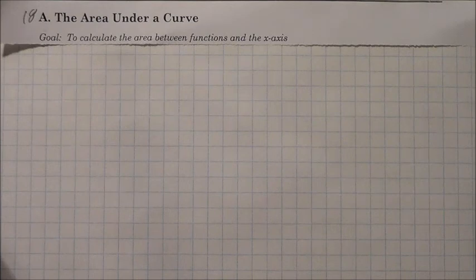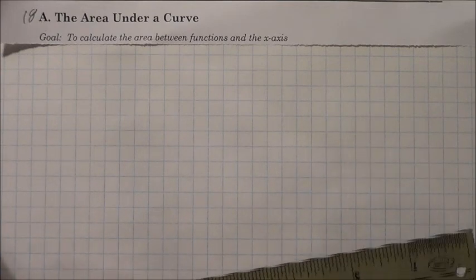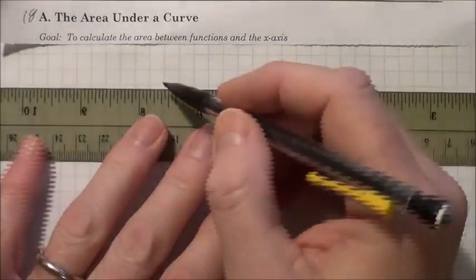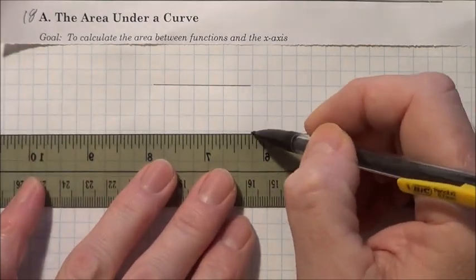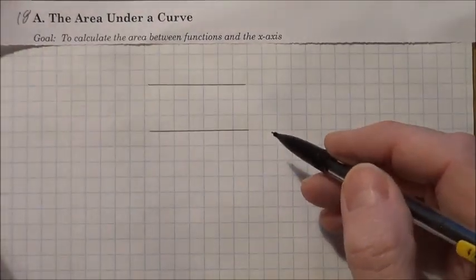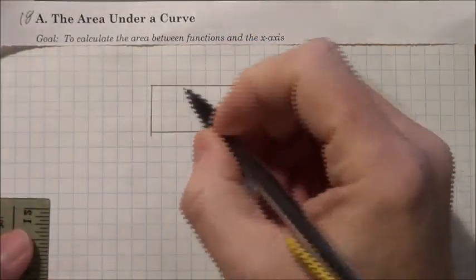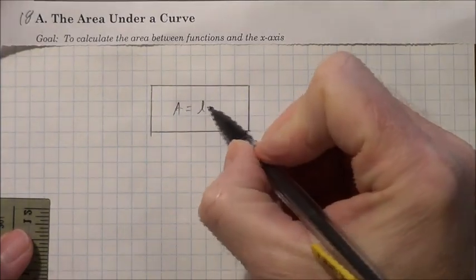So over past math courses, we've found areas and perimeters, of course, but we've been able to find them with shapes that have either straight or perfectly circular boundaries. The good old rectangle is something we've found areas for, and the area formula, of course, would be length times width.